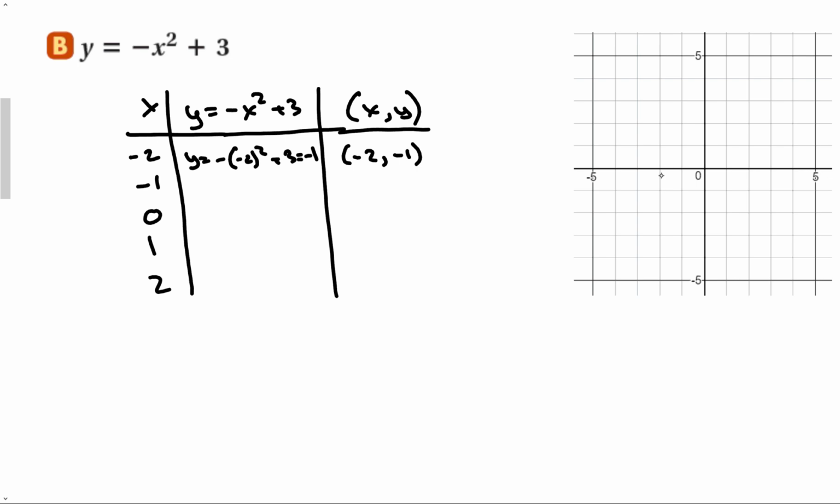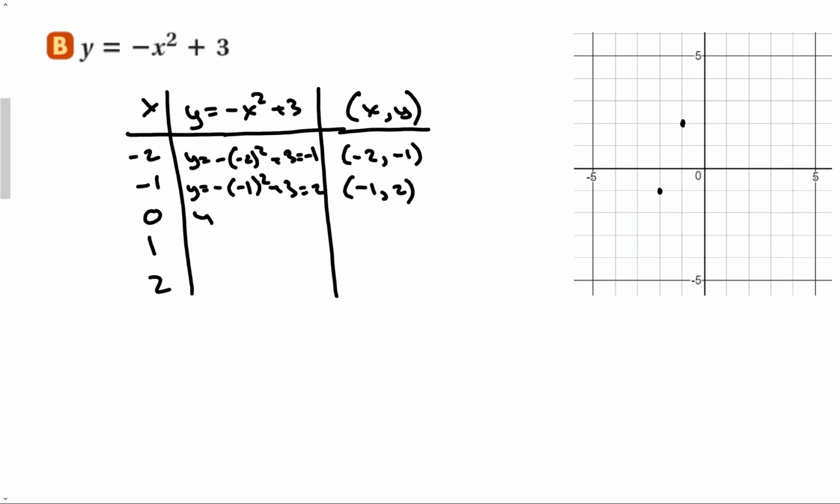If I put that on the graph, little point. If I plug in -1, we get -1 squared plus 3. That gives me a +1. Make that negative, plus 3, we get 2. So it's -1 comma +2. Okay? So -1, 2.